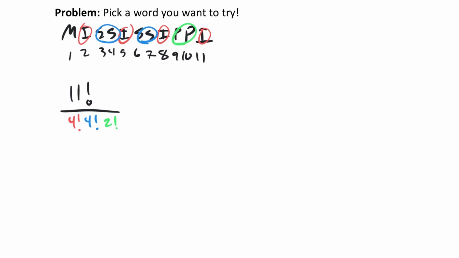Now with a number like this, there's no way we're going to be able to do this mental math. The numbers are just too big. So we can type it in on our calculator and see what we get as a final answer. So if we do that, it gives me a total of 34,650 different options. Those are the different ways you could arrange the letters in the word Mississippi.